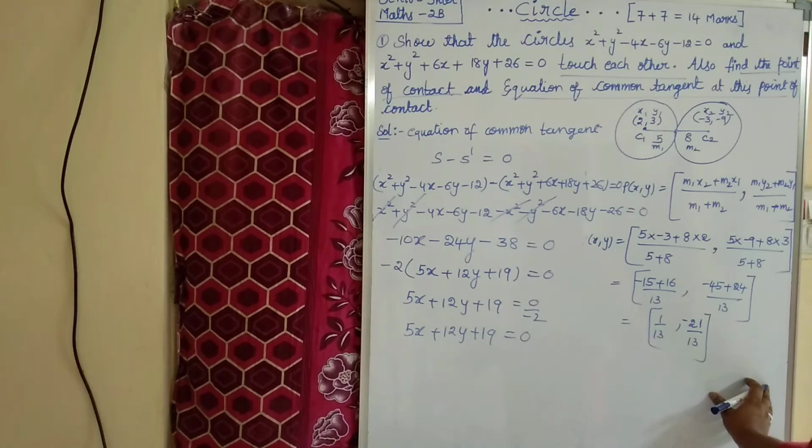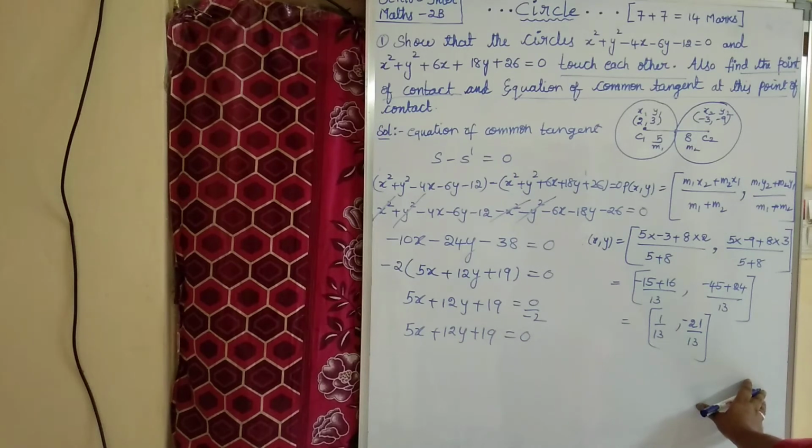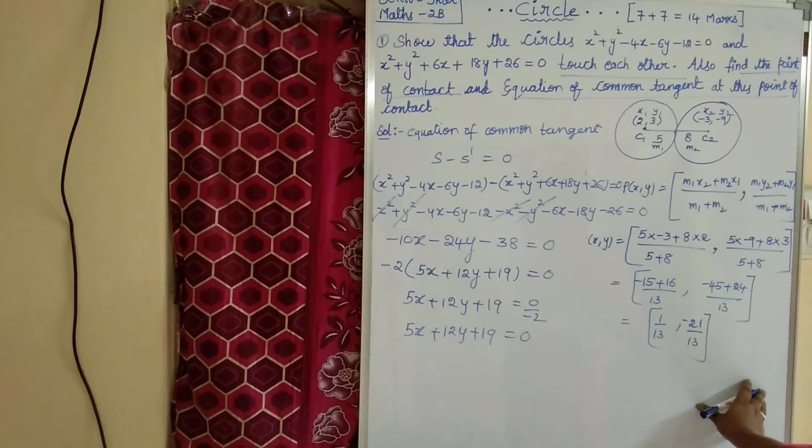If R1 plus R2 equals C1 C2, then we say that they are touching each other. And the second one is point of contact. What is the formula? P(x, y) equals (m1 x2 plus m2 x1) by (m1 plus m2), (m1 y2 plus m2 y1) by (m1 plus m2). That is the second point.